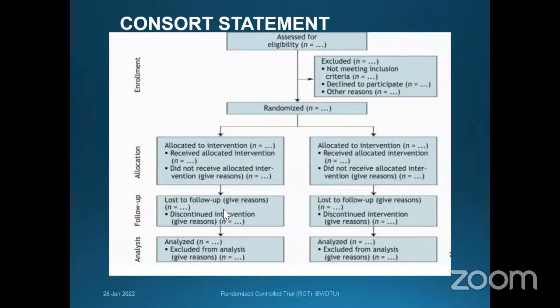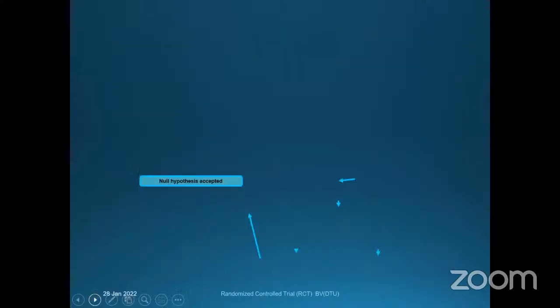Lost to follow up, discontinued intervention, whatever happened, you have to mention in the CONSORT statement. And analyzed, excluded from the analysis, give reasons. And in both arms, you have to give reasons why they are excluded from the arms, and it could lead to the intention to treat analysis now.